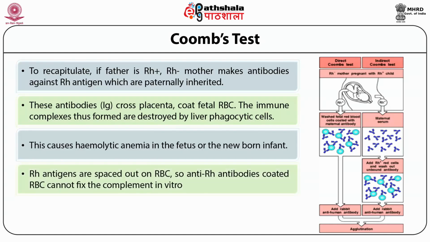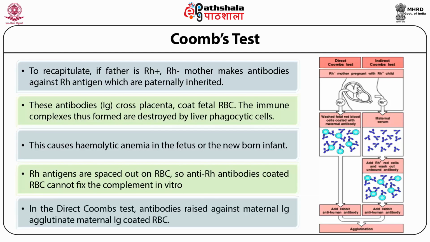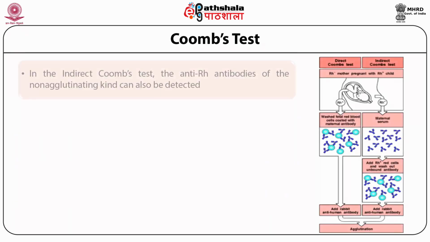Rh antigens are spaced out on RBCs, so anti-Rh antibody-coated RBCs cannot fix the complement in vitro. In the direct Coombs test, antibodies raised against maternal Ig agglutinate maternal Ig-coated RBCs. In the indirect Coombs test, the anti-Rh antibodies of the non-agglutinating kind can also be detected.